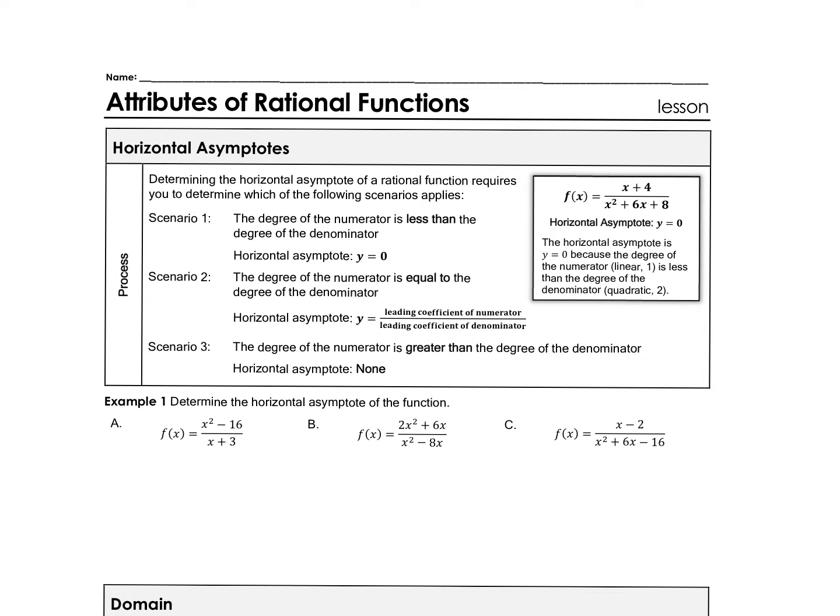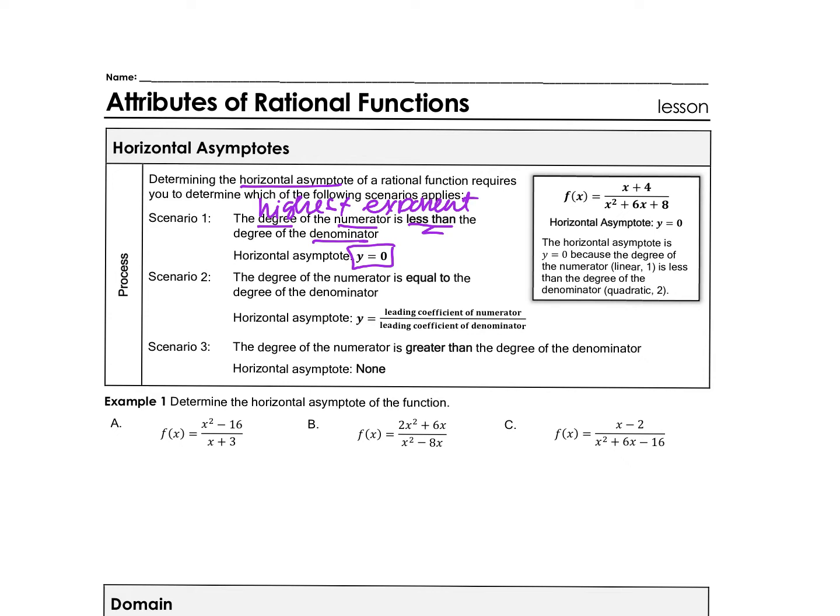We're going to determine the horizontal asymptote of a rational function by looking at the degree of the numerator and then the degree of the denominator. Degree, remember we've talked about it before, is your highest exponent. Okay, so you're going to compare them. If the degree of the numerator is less than the degree of the denominator, your horizontal asymptote is y equals 0. So if it's smaller on top, it's y equals 0.